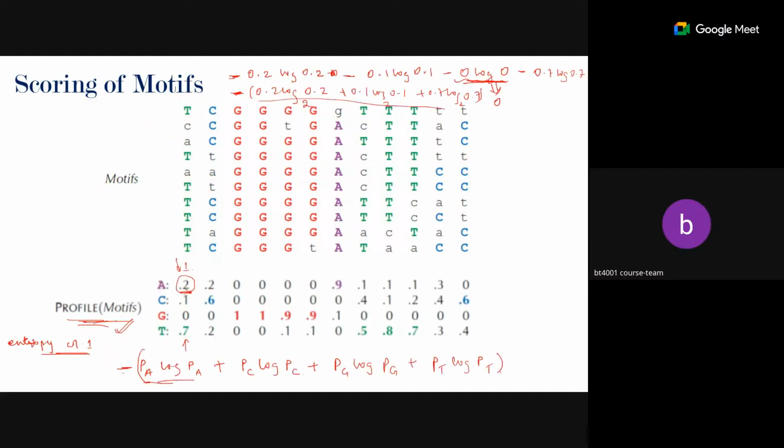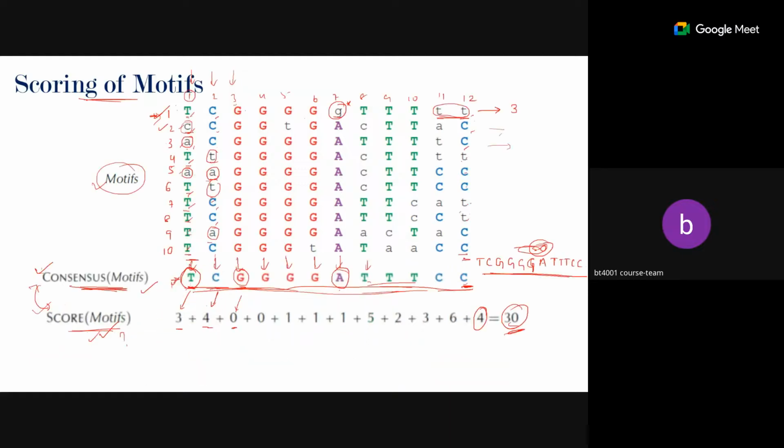Similarly, from the profile of motifs, how do we compute the count of motifs? We know how to compute the profile of motifs from the count of motifs. But what about the reverse one? Given the profile, can we compute the count of motifs? Similarly, given the profile, can we compute the consensus? Given the profile, can we compute the score?